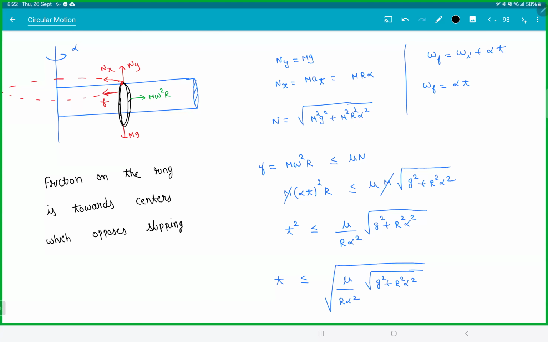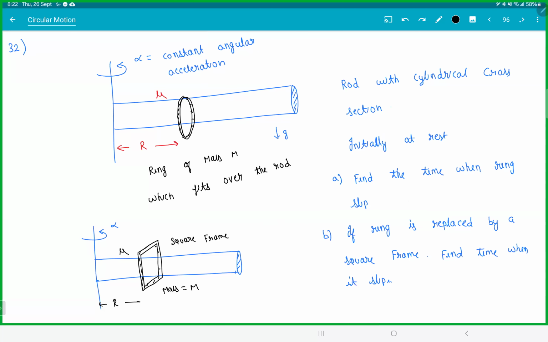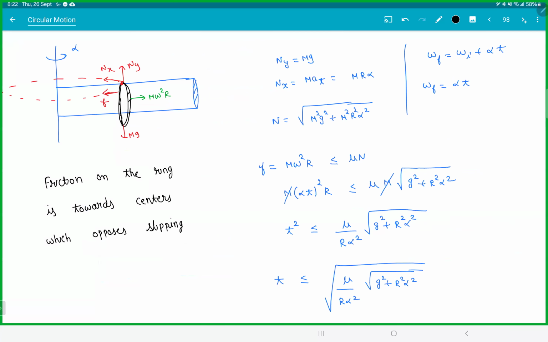Question is still not over. What if you replace this with a square frame? How does that affect the problem? Keeping everything same, if I just change the shape, will there be any change or is it the same thing? Think, I'll give you a minute or two.